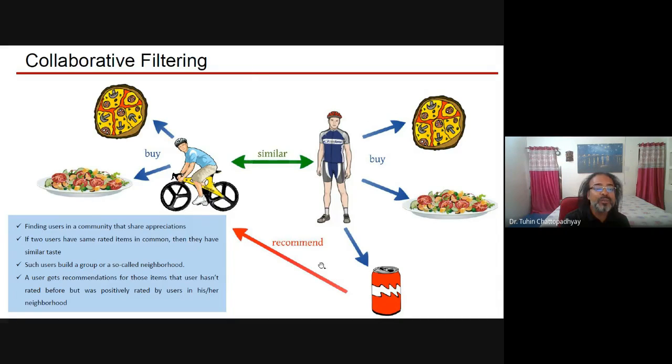Now, any question about this algorithm? Ask me now before I go to the other examples. Any question about collaborative filtering? I hope you have already read it. I'm not reading it out on your behalf. Any question on this collaborative filtering?